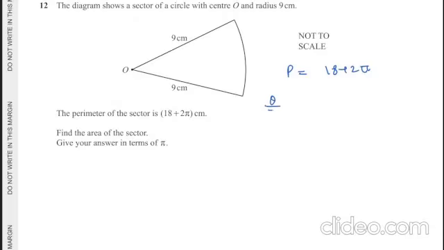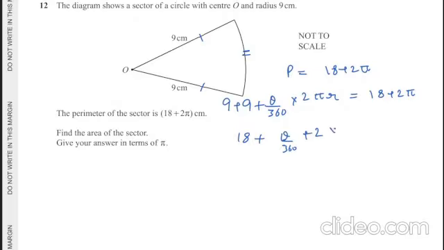The formula for the arc length is theta by 360 times 2 pi r. But the perimeter includes the two radii also. So 9 plus 9 plus theta by 360 times 2 pi r will be equal to 18 plus 2 pi. Theta by 360 is the formula for the arc length only. So 18 plus theta over 360 times 2 times pi times, in place of r we can write 9, is equal to 18 plus 2 pi.